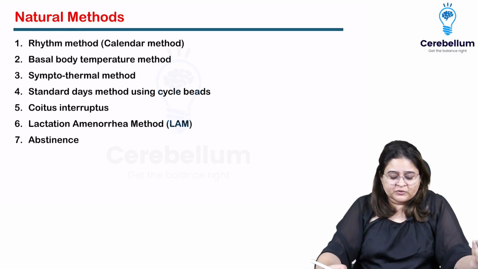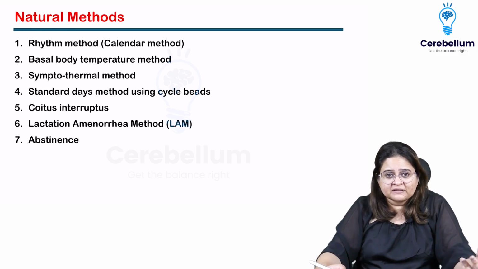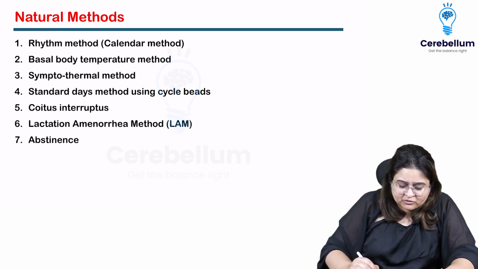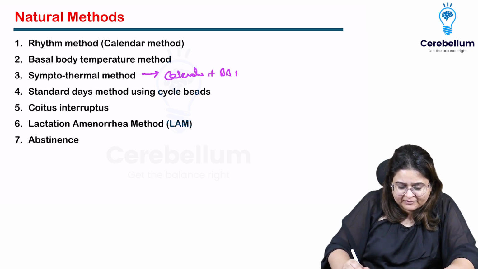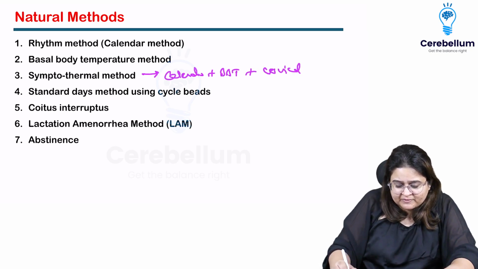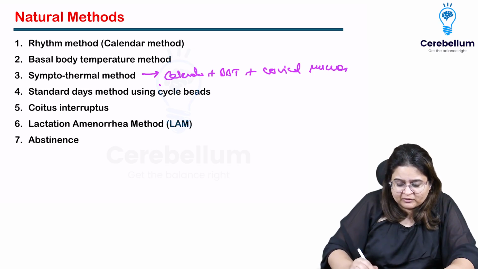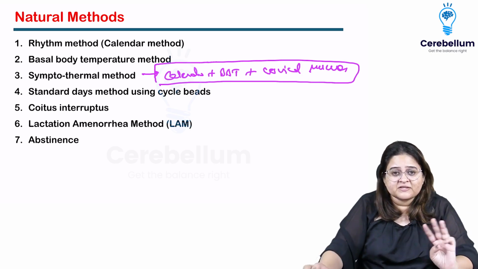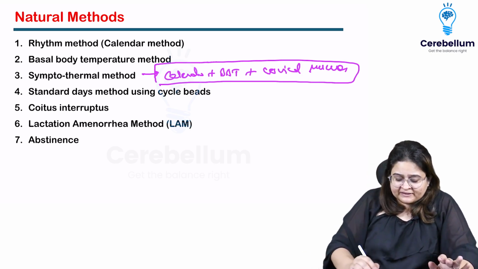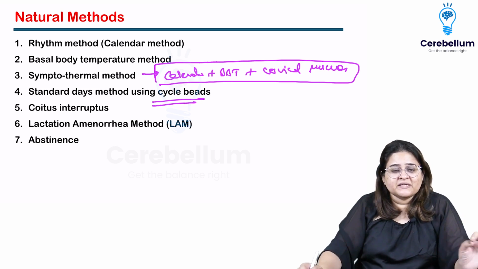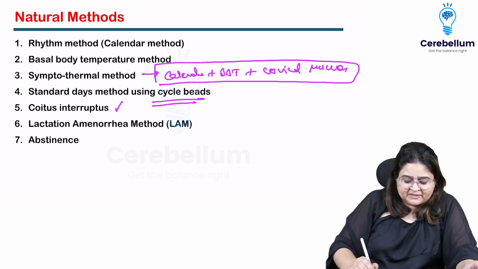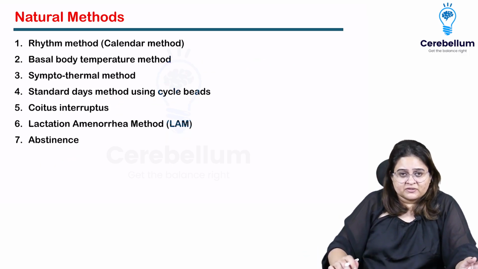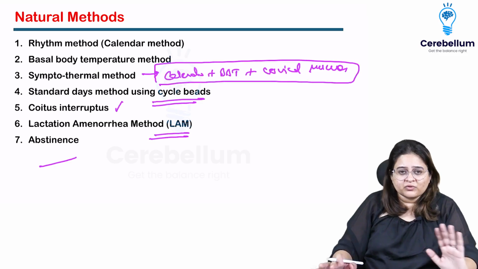So in the natural methods, you have the calendar method, that is the rhythm method, the BBT method, that is basal body temperature method, and the symptothermal method. The symptothermal method is a combination of the calendar plus the basal body temperature plus the cervical mucus method, that is the thickening of the cervical mucus at ovulation. If you combine all 3 methods, it becomes the symptothermal method. Then the WHO also uses a cycle beads method, which is used for the rural areas. Then, of course, coitus interruptus, lactational amenorrhea, and abstinence.